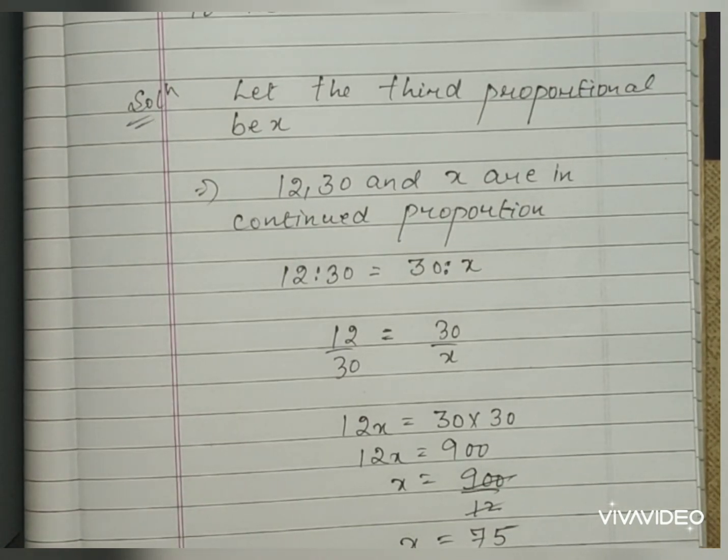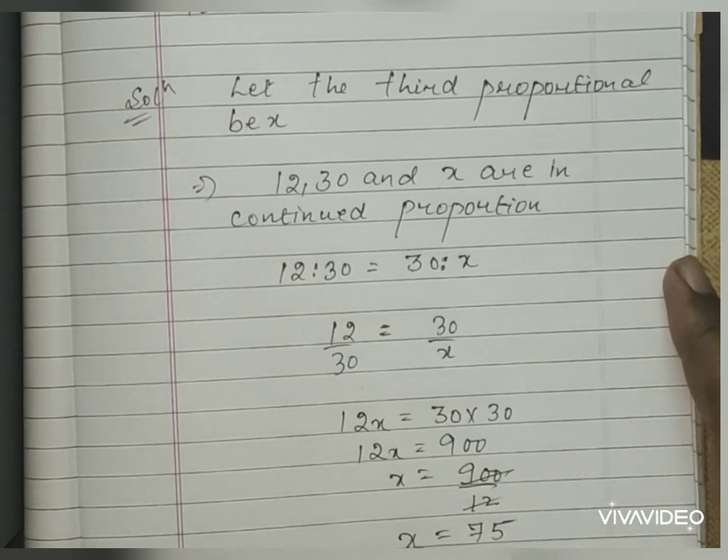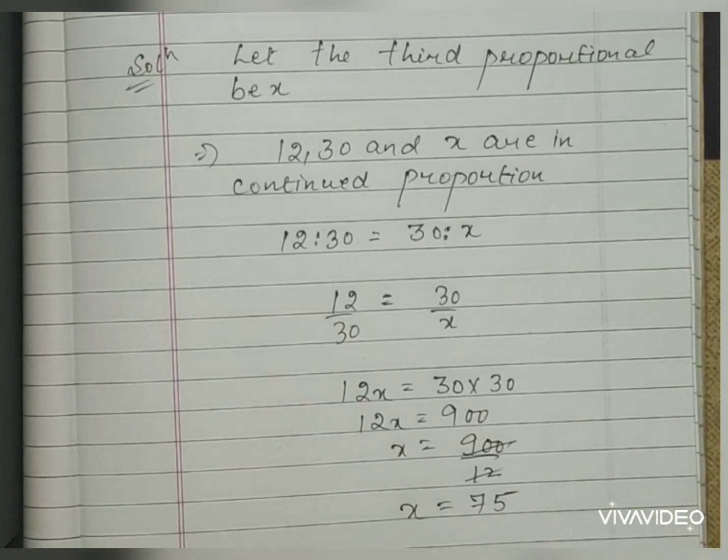Okay, I hope you have understood what is proportion and what is continued proportion. So with this, the chapter 6, ratio and proportion, is finished.